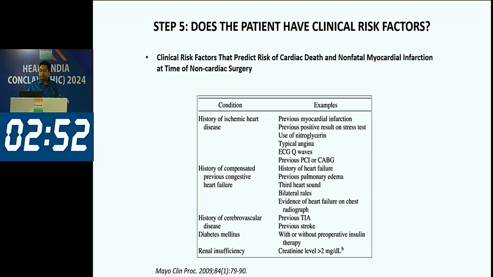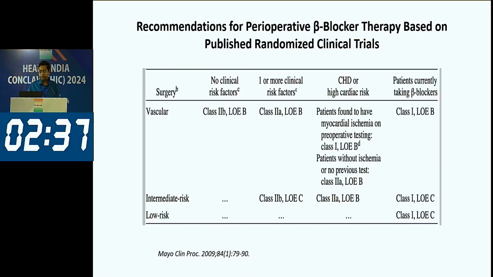So does our patient have clinical risk factors? So the history of ischemic heart disease, history of decompensated heart failure, any cerebrovascular disease, diabetes and renal insufficiency. These are the RCRI criteria for going for non-cardiac surgery.